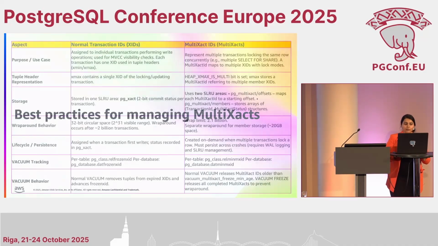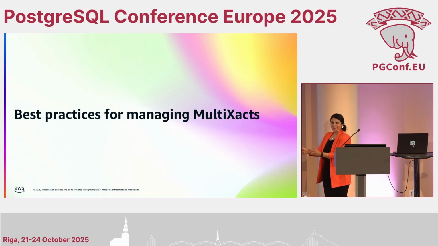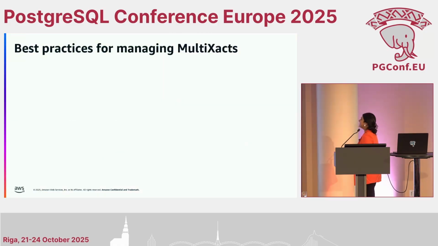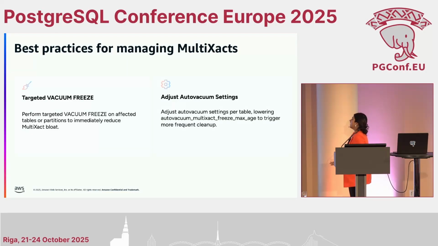So now for managing MultiXacts. We've discussed what they are, how they are caused, and how you can monitor them, but how do you manage them? Vacuum freeze is the one which will freeze them, just like standard transaction IDs. If you see, using the queries I provided, that there are tables and databases which use MultiXacts, then a manual vacuum freeze nightly or bi-weekly would be recommended.